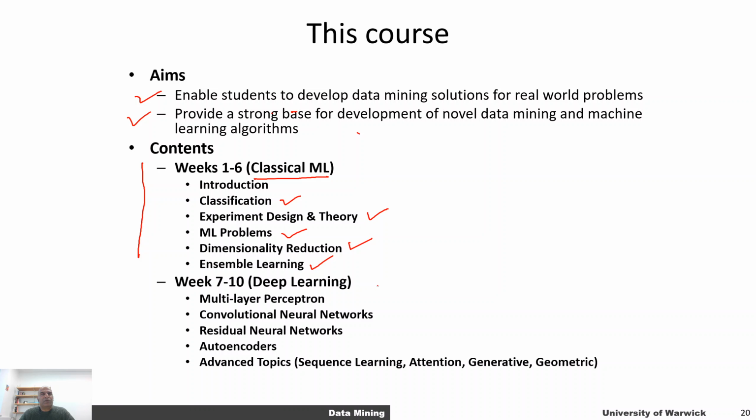And in the later part of the course, we're going to talk about deep learning and neural networks. We will be talking about specific types of neural networks called convolutional neural networks and residual neural networks. We'll also talk about some advanced topics like autoencoders, sequence learning, attention, and generative modeling. So that is what's going to come in the rest of the module in terms of the algorithms.